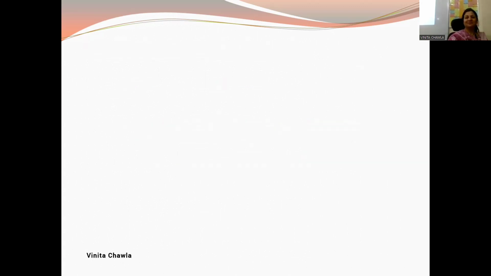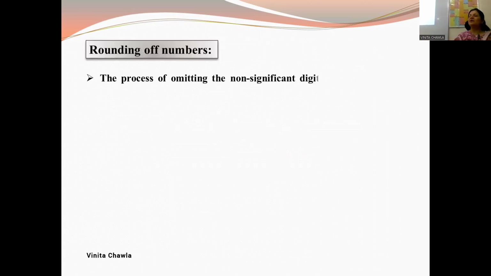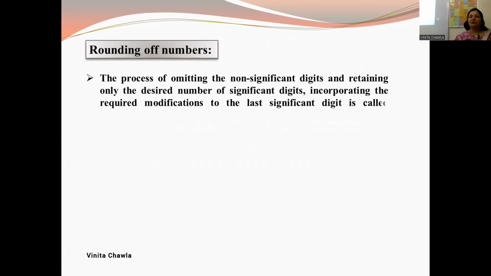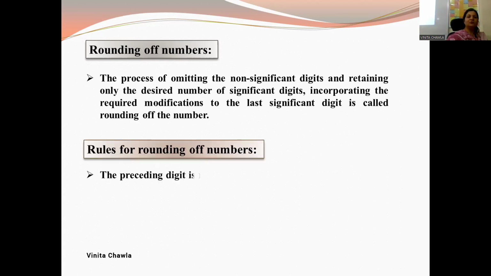Rounding off numbers. Rounding off numbers is the process of omitting the non-significant digits and retaining only the desired number of significant digits, incorporating the required modifications to the last significant digit. We have done round off in lower classes as well in math, right? Okay. How do we round off 14 to the nearest 10? 19. 20. So, rules for rounding off numbers.